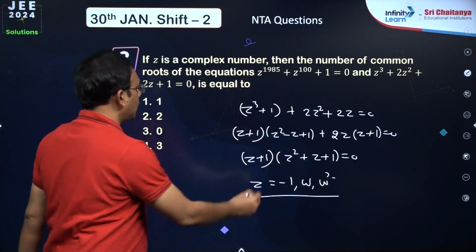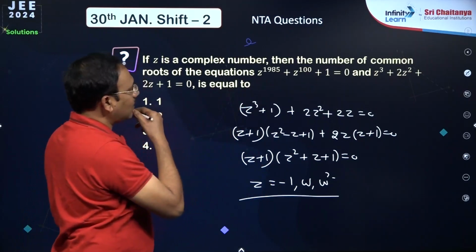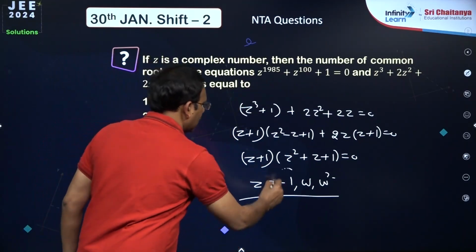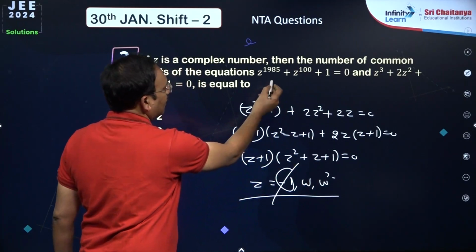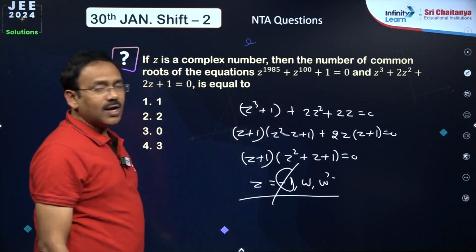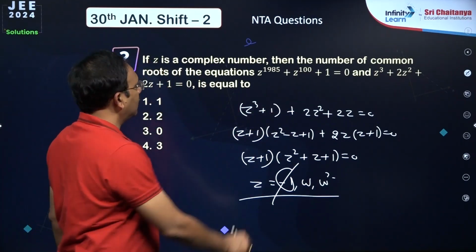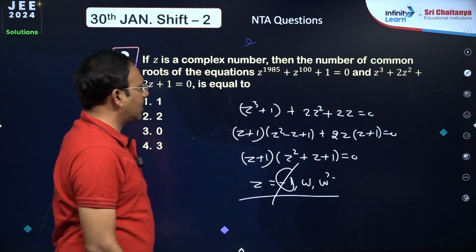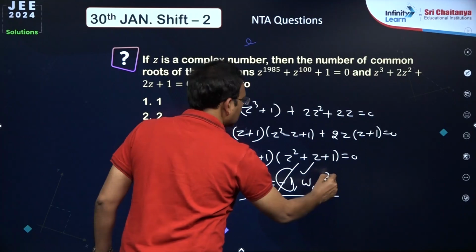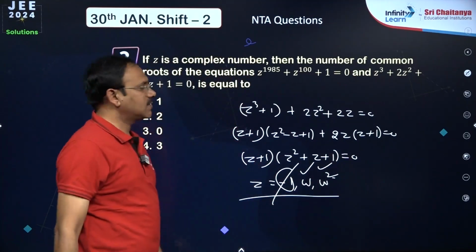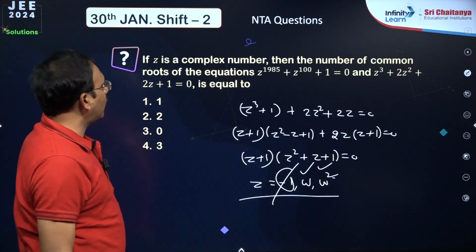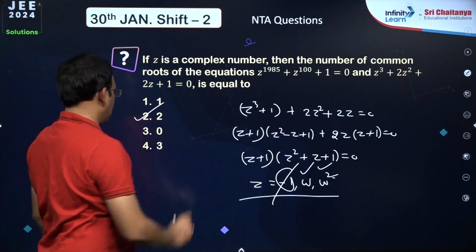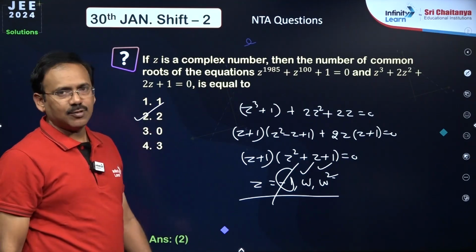You just substitute. If z is minus 1, it won't satisfy the equation. But if you put z is omega, omega power 100 will become omega, and this is going to be z square, that is omega square. Omega satisfies, and even omega square also satisfies. He is asking the number of common solutions, which is going to be 2 roots, my dear friends, second option.